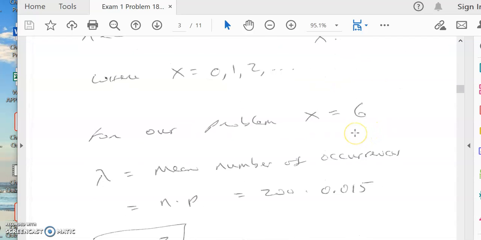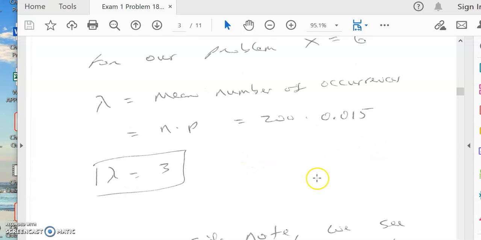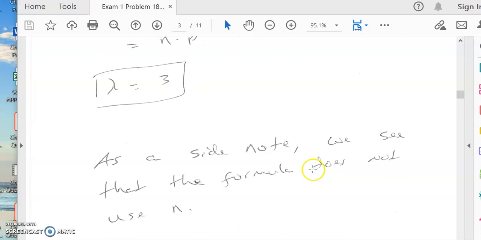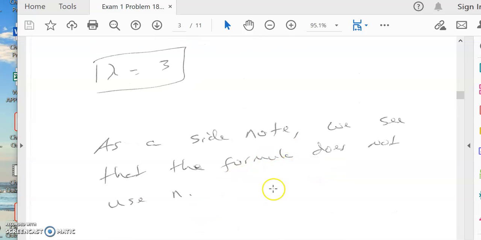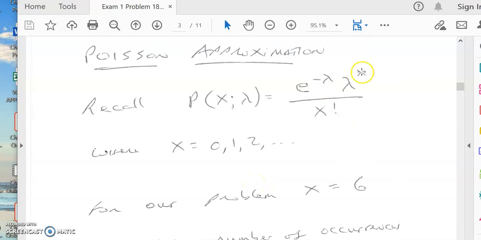Okay, so let's see here. The mean number of occurrences, well, this is a binomial distribution, so the mean of a binomial distribution is very simple to calculate. It's n times p, so 200 times 0.015. Now, it's worth noticing as a side note that the formula itself does not use n. So you come up here, there's no n here. Keep that in mind. I think it's worth noting.